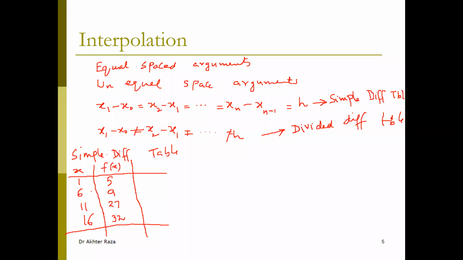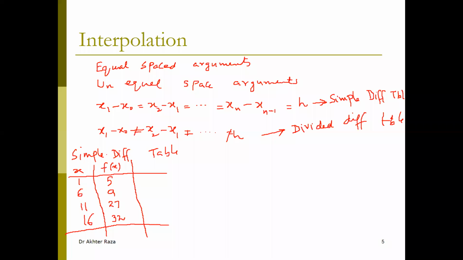Argument values are 1, 6, 11, and 16, which are at equal distances. 6 minus 1 is equal to 5. 11 minus 6 is also 5. 16 minus 11 is also 5. So we can see that these arguments are equally spaced. But we do not have to check whether the entries are equally spaced or not. There may be a chance that the entries will be equally spaced, but this is not necessary. The argument should be checked whether it is equally spaced or unequally spaced.